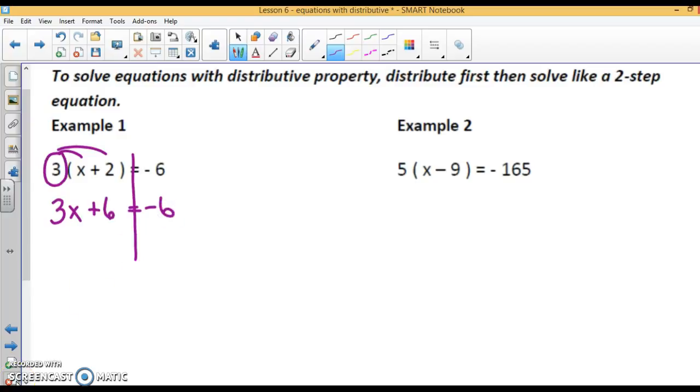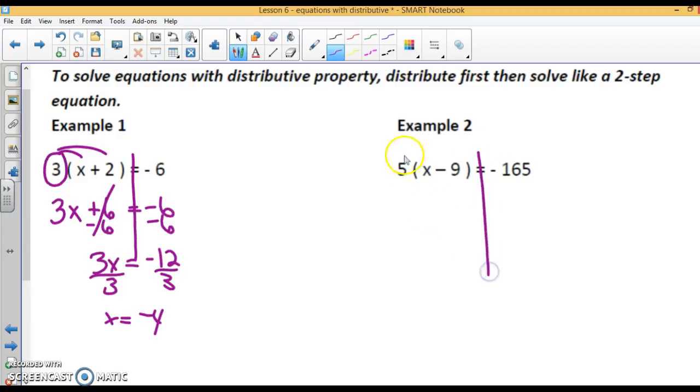Now, we are right where we were in 2-step equations. So we need to solve this by subtracting 6 from both sides. So 3x equals negative 12. Divide both sides by 3. x is negative 4. All right, here we go. Use the distributive property. So I'll have 5 times x is 5x. Positive 5 times negative 9 is negative 45, equals negative 165.